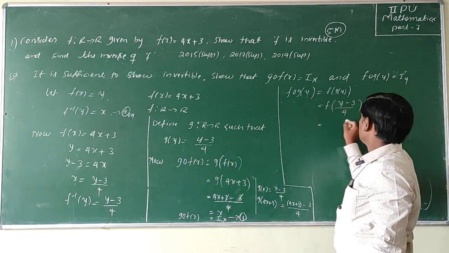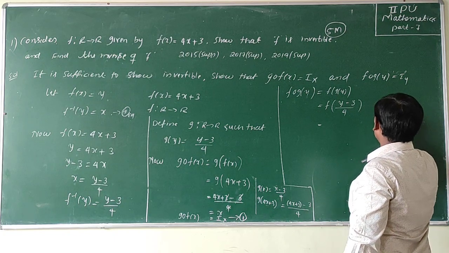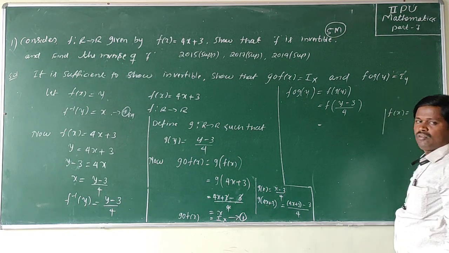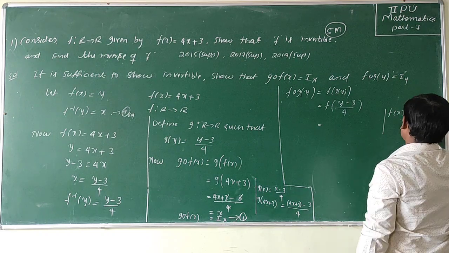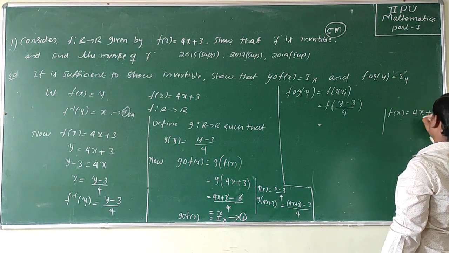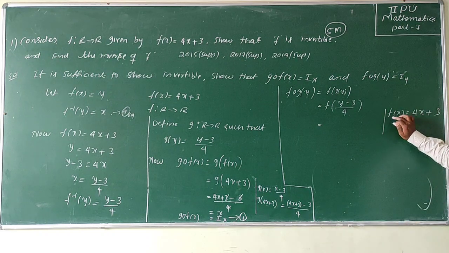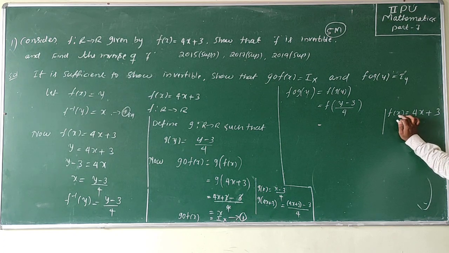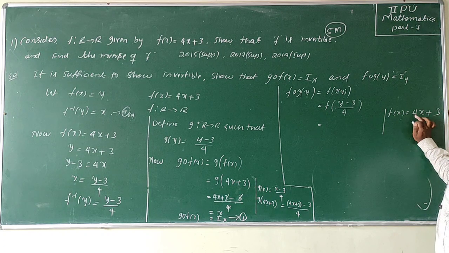So now f of x is equal to 4x plus 3. Observe the function: if we give x as input, then we get the output 4 into x plus 3.